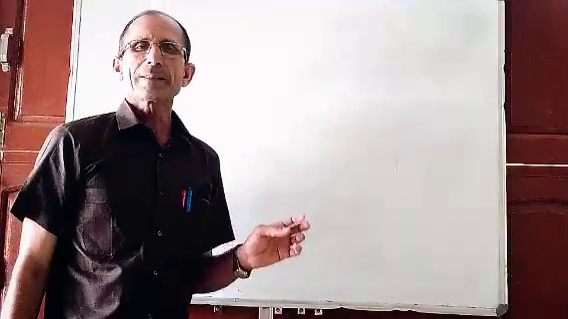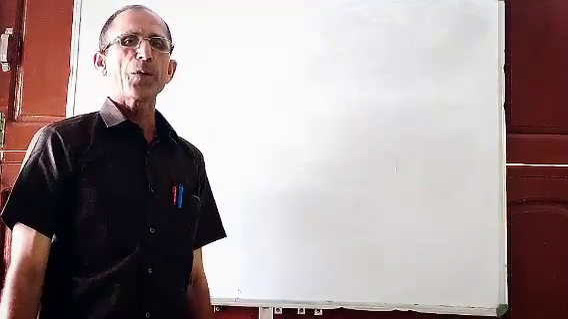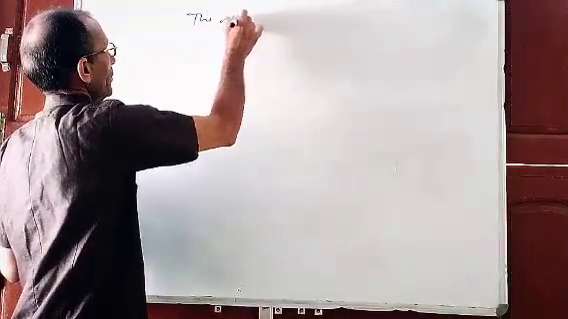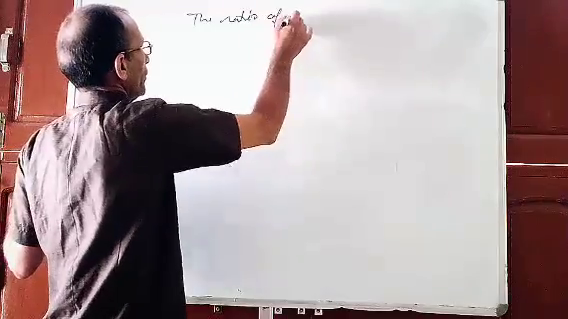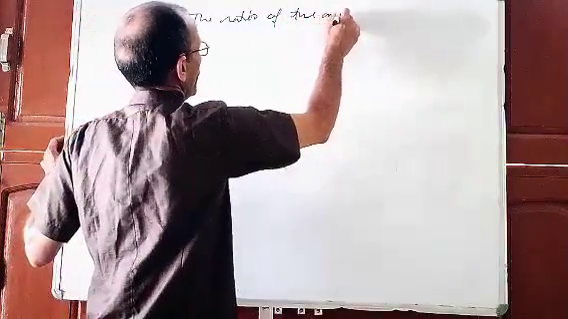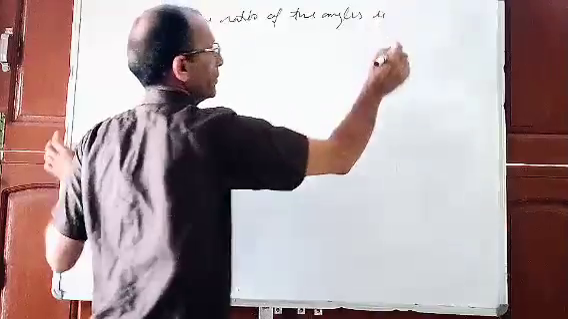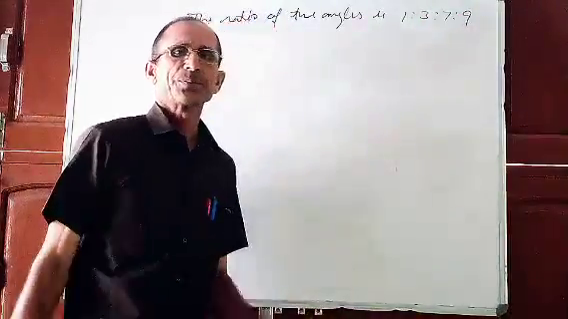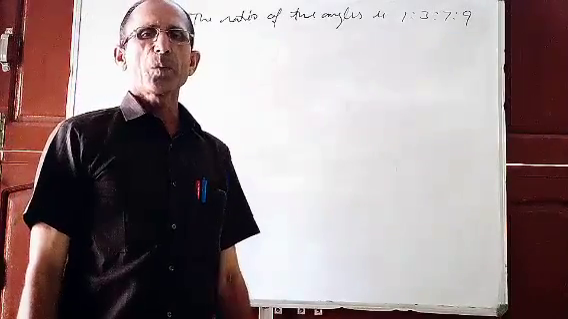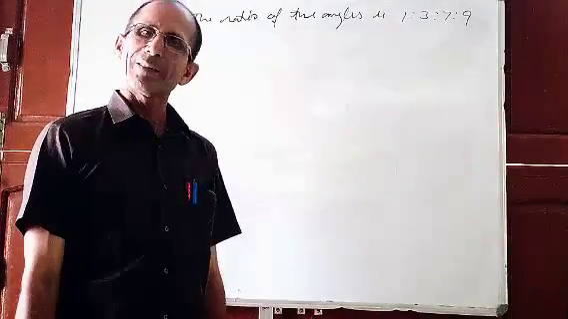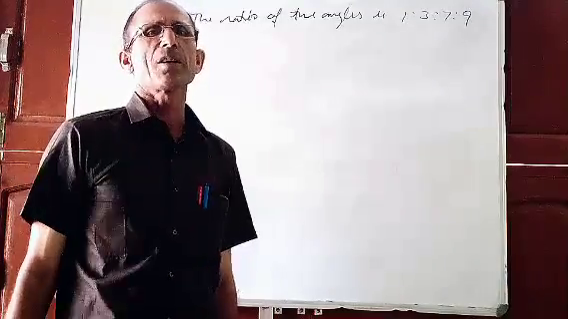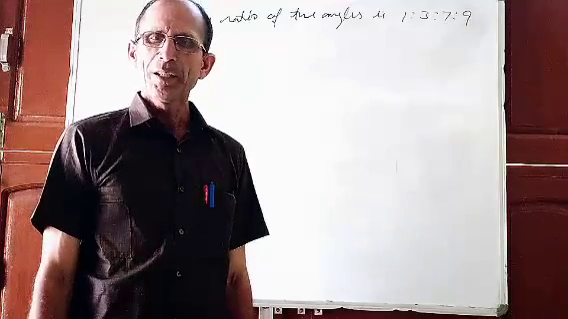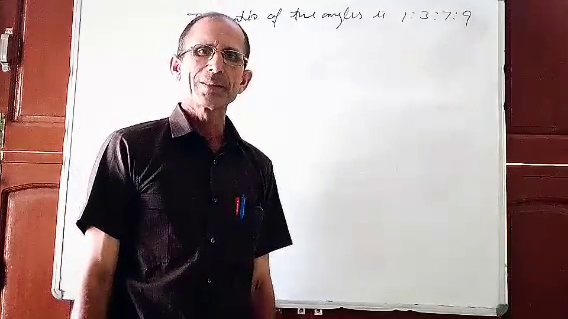Okay. Next, the ratio of the angles of a quadrilateral is given: 1 ratio 3 ratio 7 ratio 9. So we have to find the measure of each angle. Only the ratio is given, the accurate measurement is not given. So how will you find the measure of each angle?